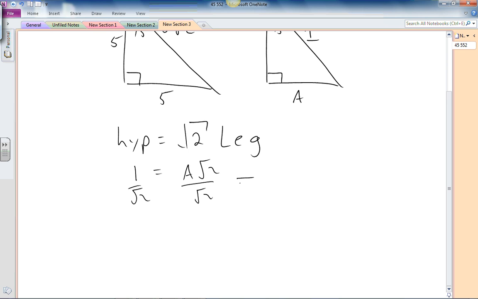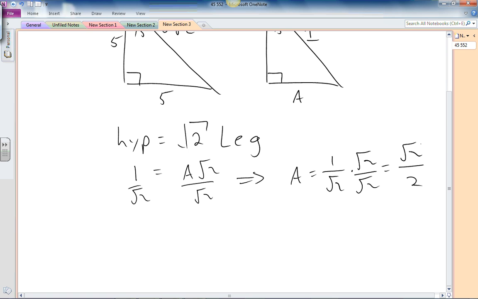So I would get A is equal to 1 over the square root of 2. And I'm pretty sure your algebra teacher told you can't leave it like this, so we have to rationalize by multiplying by that, and I end up getting square root of 2 over 2 on top. So that's how those things would be solved.